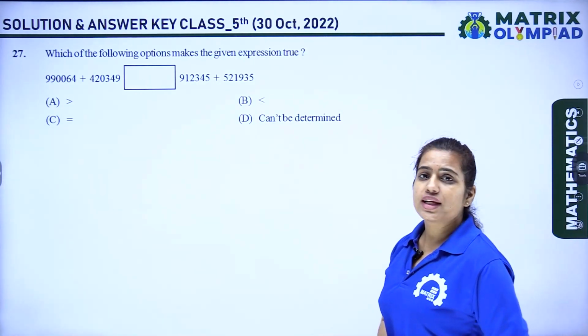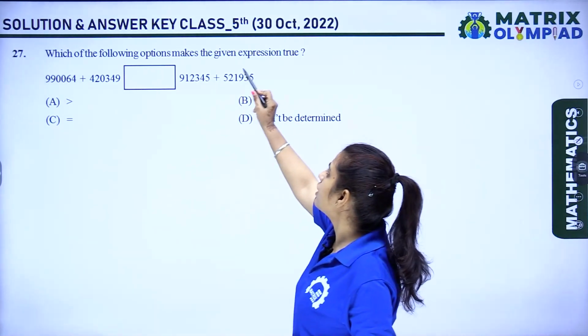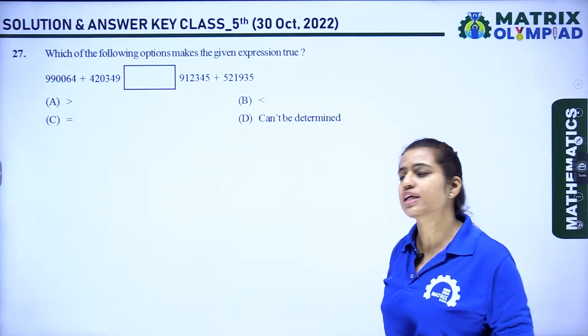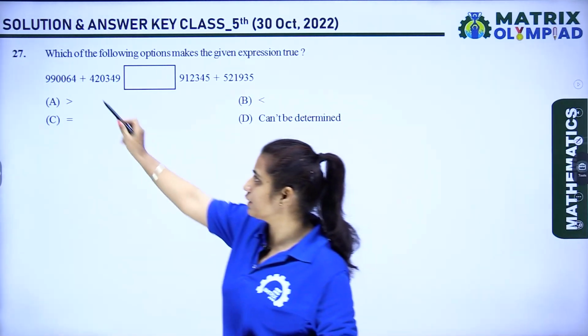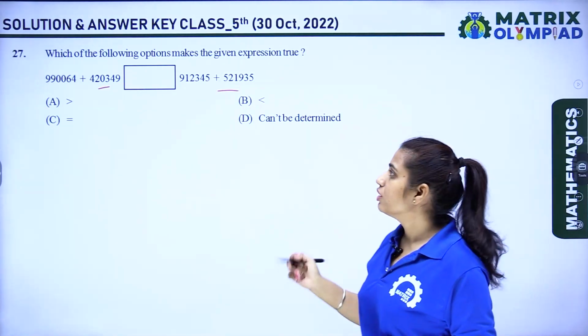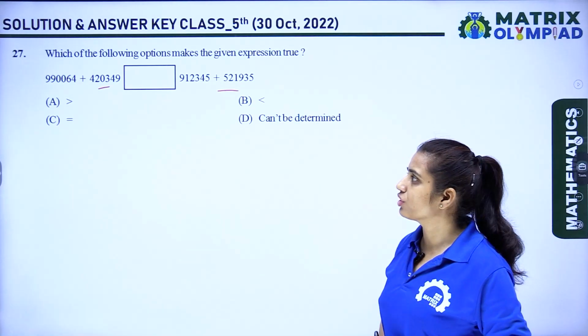Now the next one is 27th question. Which of the following options makes the given expression true? Now we have to first calculate the given expression. After that we have to opt the correct option that satisfies this given expression.